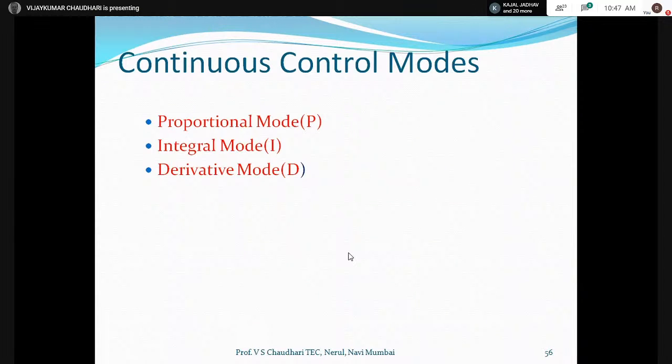So such processes require the continuous control modes. Okay? So what are the continuous control modes? Proportional, integral, and derivative control. Right. So let's discuss one by one.